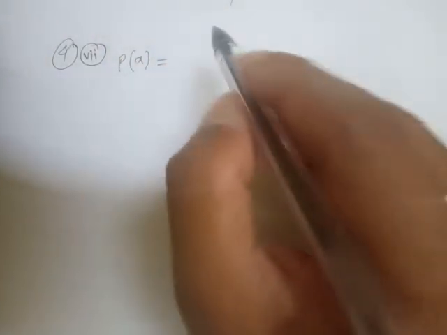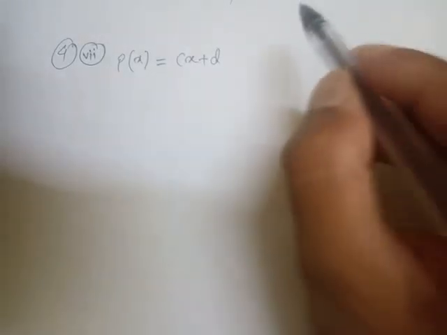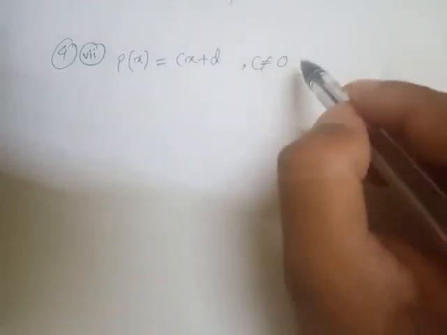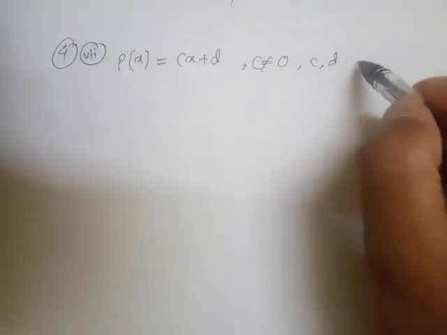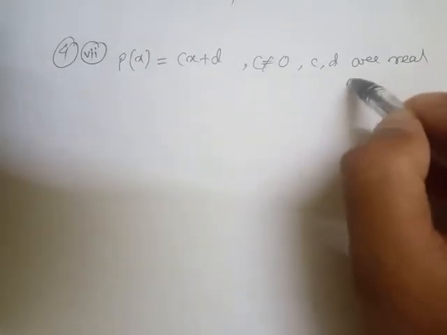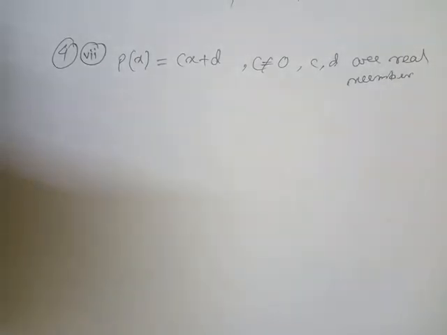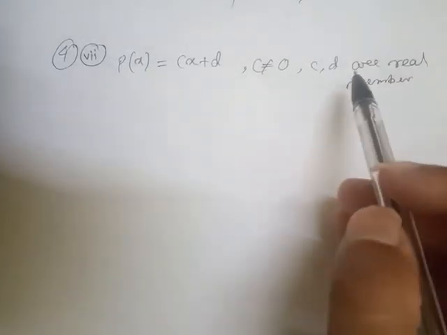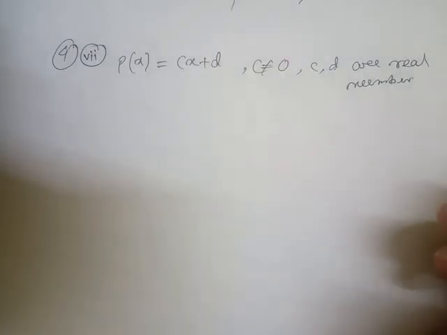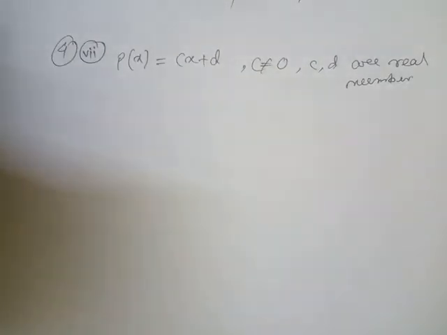Now student, look at the next one, 4 Roman 7, and this is the last question of exercise 2.2. Here p(x) equal to cx plus d, and c is not equal to 0, and c and d are real numbers. Real numbers indicate that c and d may be rational or irrational, because real numbers consist of both rational and irrational numbers. So in this question we have to find the value of x. It's very easy actually.